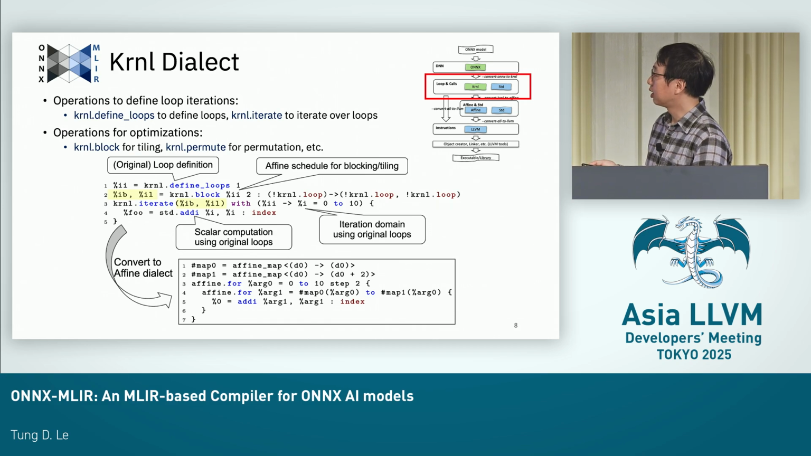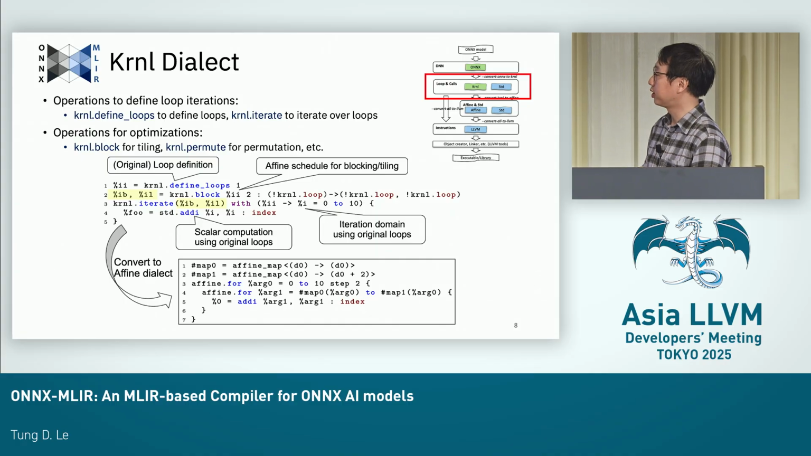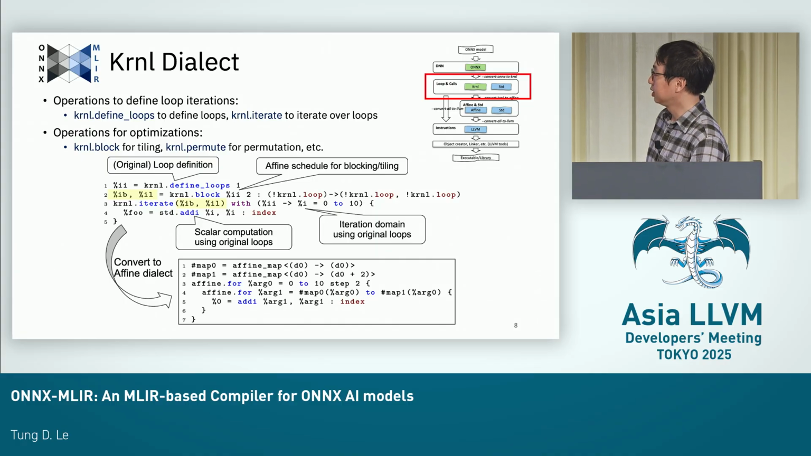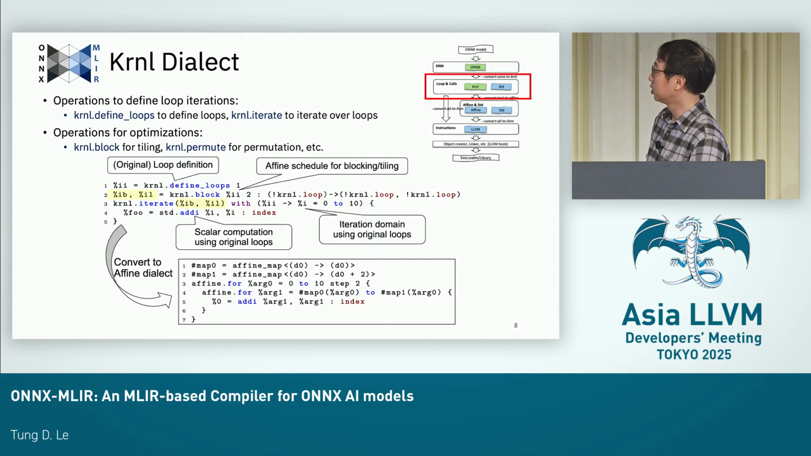After that, the kernel dialect will be lowered into the affine dialect. So you can see here in the affine dialect, it generates 2 loops with step 2, which is for tiling.